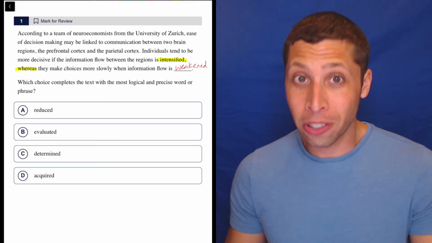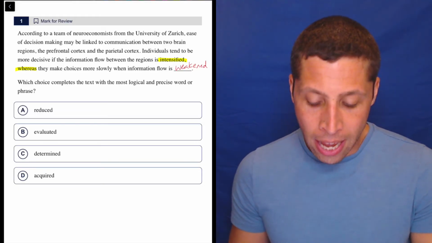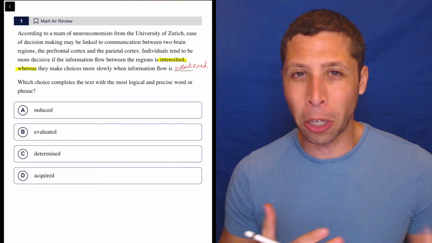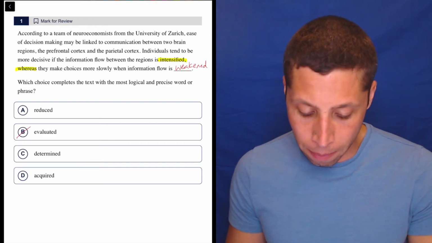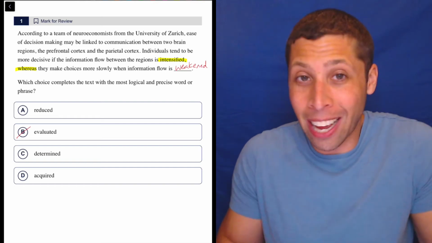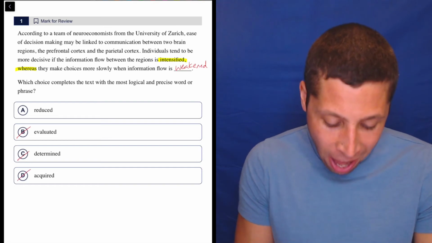So reduce means to weaken, right? To lower something, to lessen it. So that seems pretty good. Evaluated just means to interpret and maybe analyze. So that has nothing to do with what we're talking about. Determined, again, has nothing to do with what's going on here. And acquired, again, just nothing to do with it.